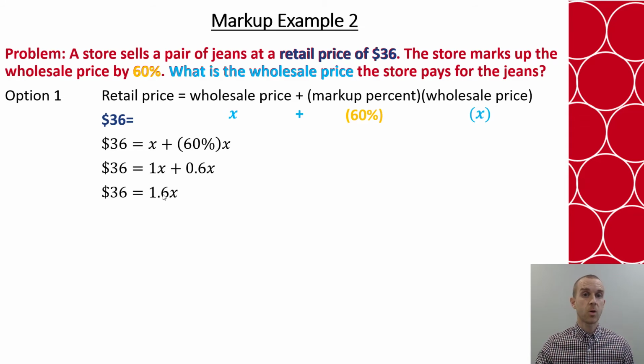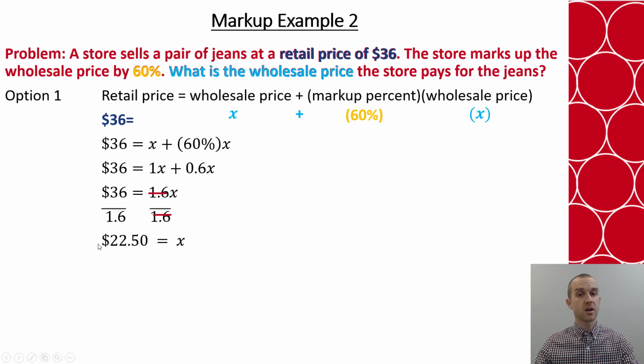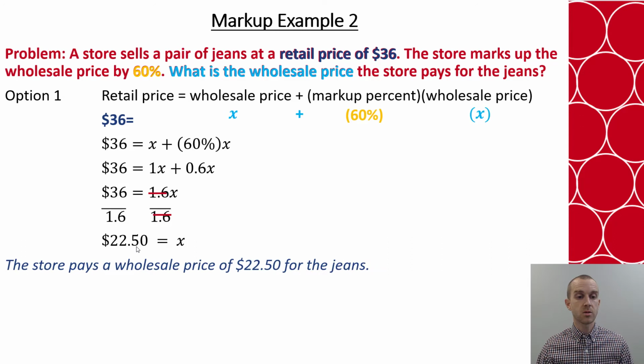Now I can divide by 1 6/10. On the right hand side, 1 6/10 divided by 1 6/10 simplifies to 1. And then when I divide $36 by 1 6/10, I get $22.50. Now in your calculator, it'll come out as 22, a decimal, and then just the number 5. But remember, we're dealing with money, and money has 2 decimal places. So you have to make sure that in your answers you put 2 decimal places. So we would say a store pays a wholesale price of $22.50 for the jeans.